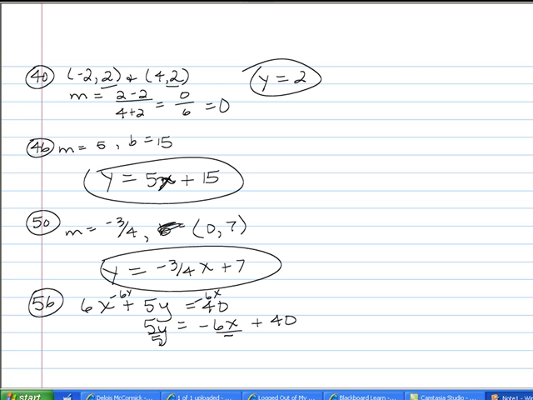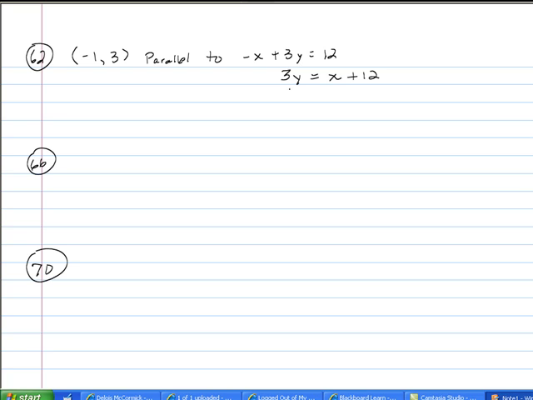Okay, we want the equation of the line that goes through -1, 3, and it's parallel to -x plus 3y equals 12. Okay, so I need to find the slope of this parallel line. Divide everything by 3. So parallel lines have the same slope, so our m is 1/3.